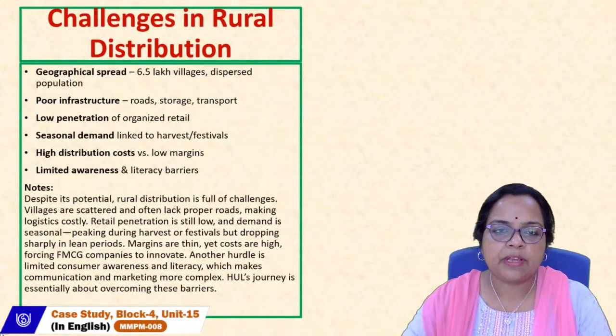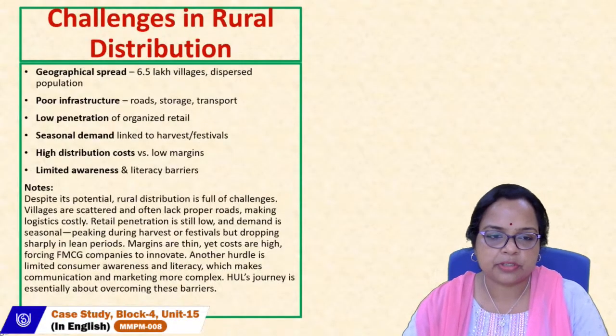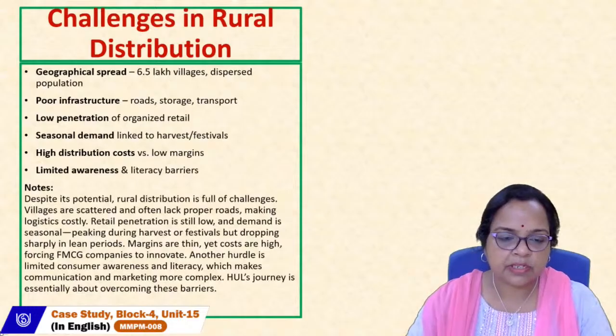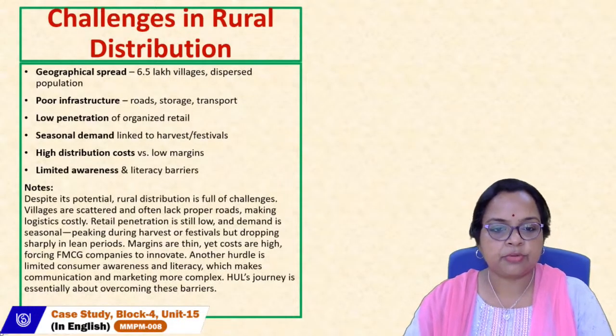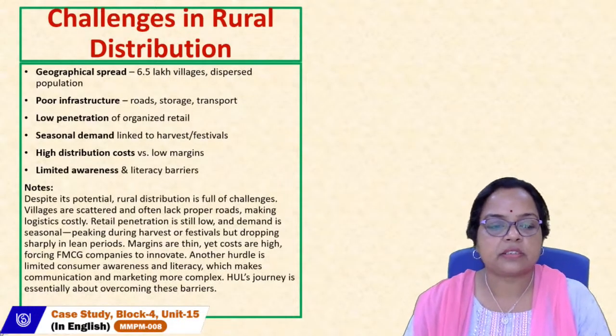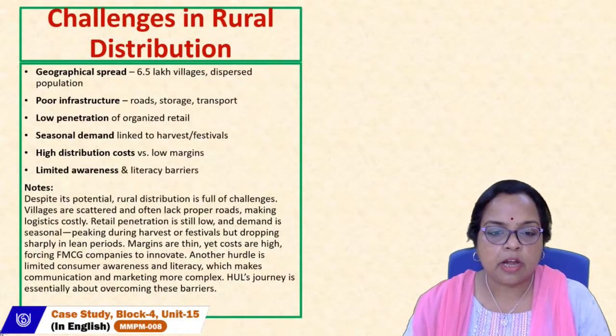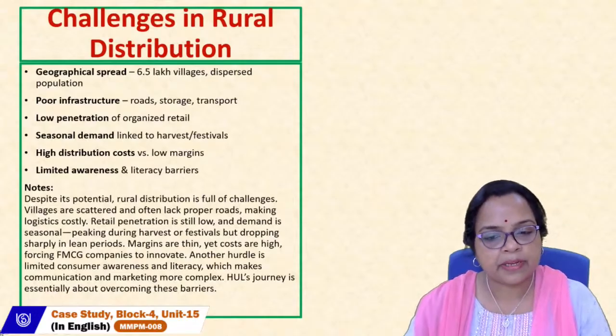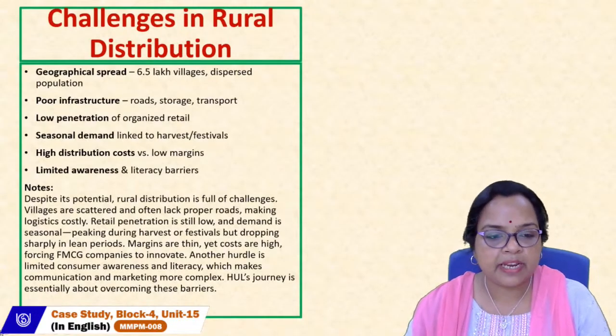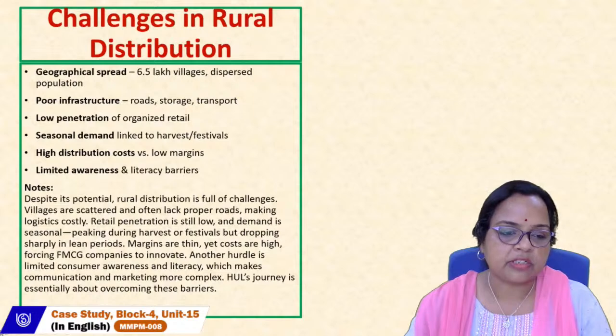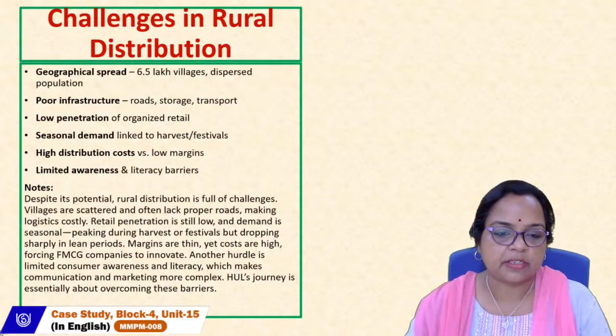But again, with that, we have many challenges in rural distribution. We understand that the rural market is a potential market, but rural distribution is full of challenges. Villages are scattered and often lack proper roads and infrastructure. So what does it make difficult? It is making logistics, or the transportation, costly and difficult.